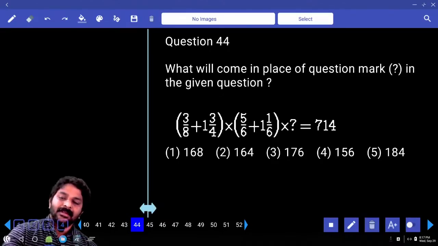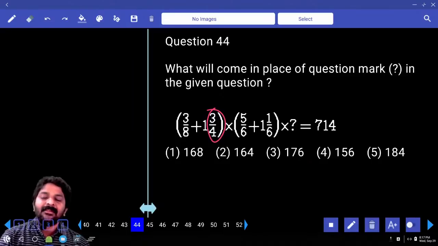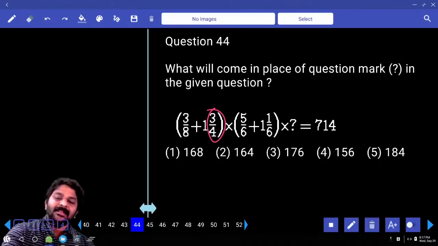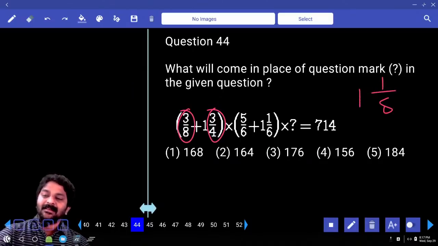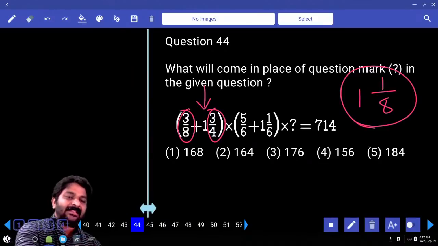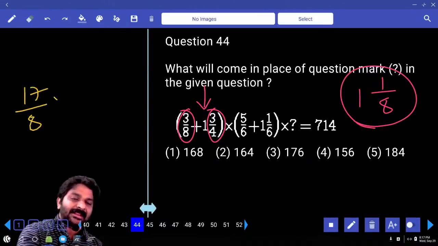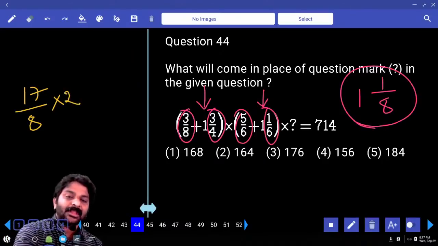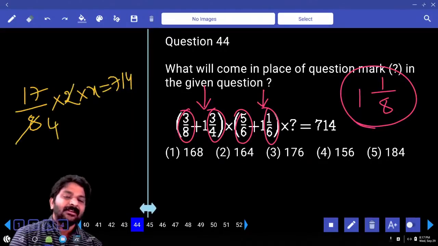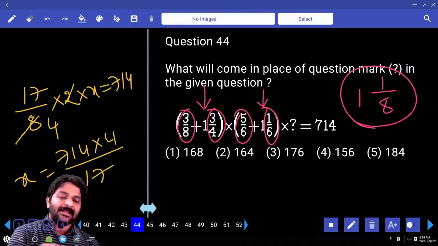Next. 3 by 4. Can we write it as 6 by 8? 3 by 8 plus 6 by 8, 9 by 8. 9 by 8 in the sense 1 and 1 by 8. Already we have integer 1 plus 1 by 8, that is 2 1 by 8. That means 17 divided by 8 into 5 by 6 plus 1 by 6. 1, already 1 we have. 2 into x is equal to 714. 2 how many times? Then x is equal to 714 into 4 divided by 17 only.